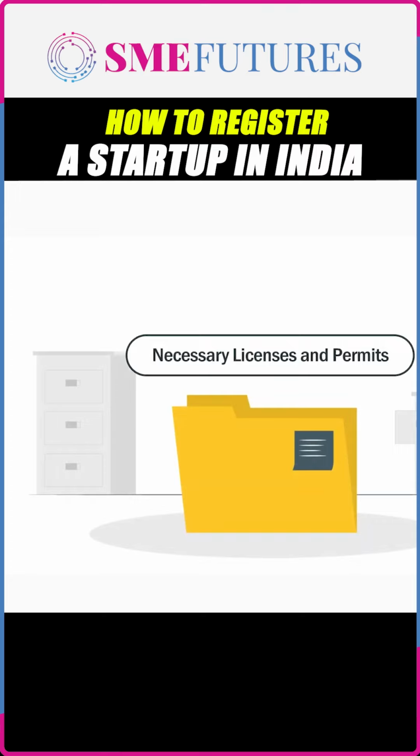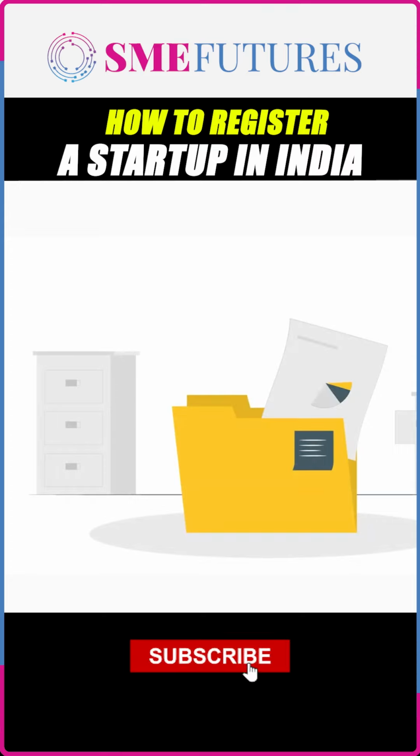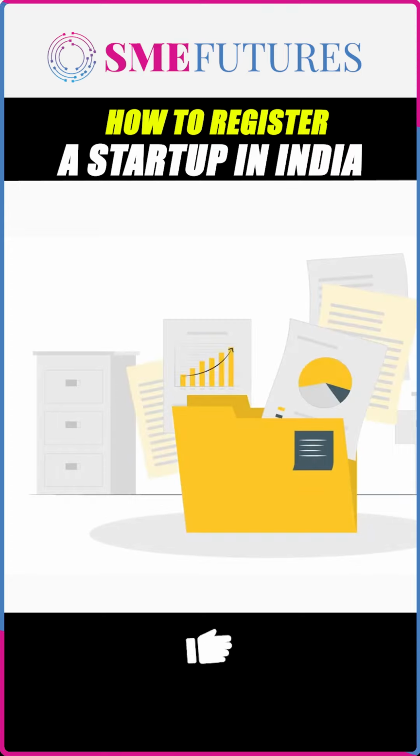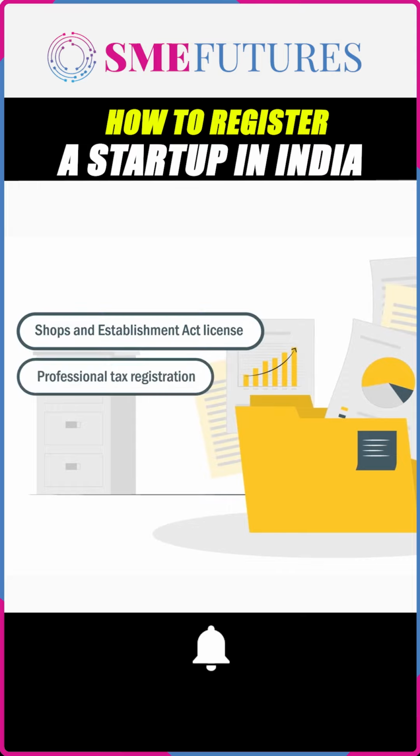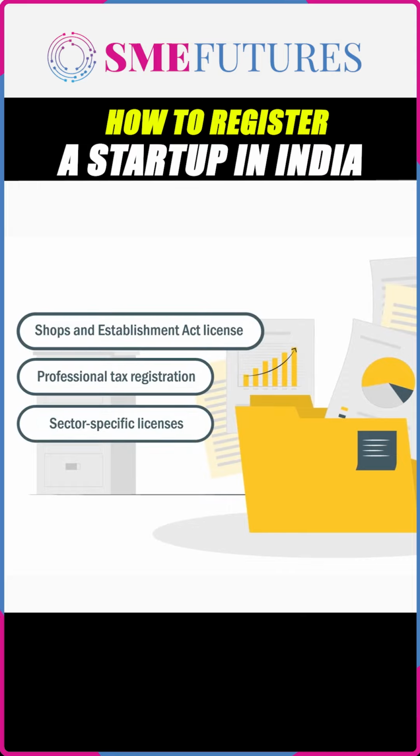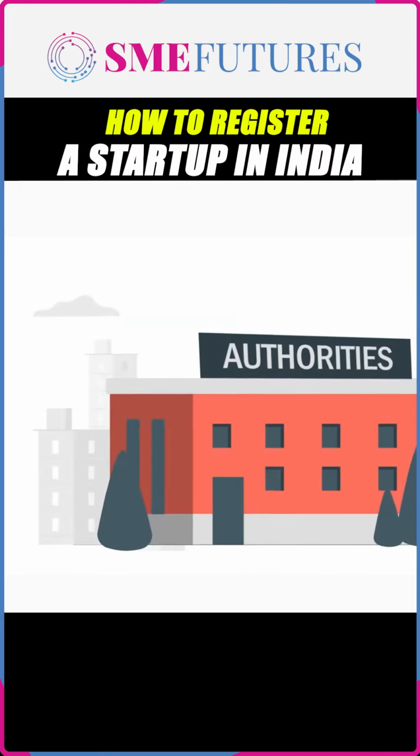Step 11. Other necessary licenses and permits. Depending on your business type, you may need other licenses and permits such as the Shops and Establishment Act license, professional tax registration or sector-specific licenses. Check with your local authorities for requirements.